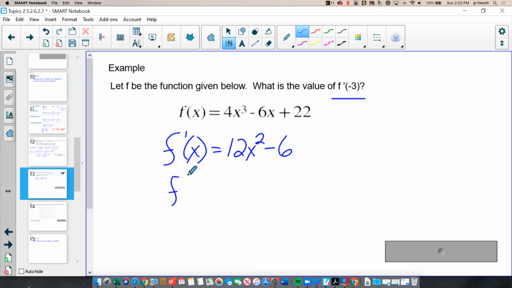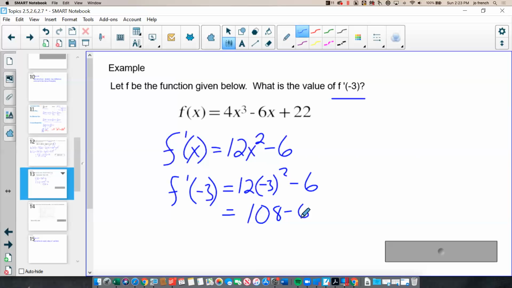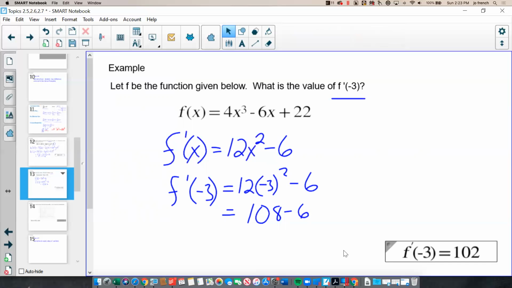Then I plug in negative 3. So that would be 12 times negative 3 squared. Negative 3 squared is 9. And 12 times 9 is 108 minus 6. So my answer for f prime of negative 3 should be 102. That means my rate of change when x is negative 3 is a positive 102. Wow. Okay, let's look at one more example.